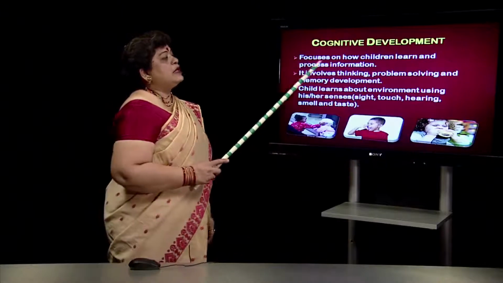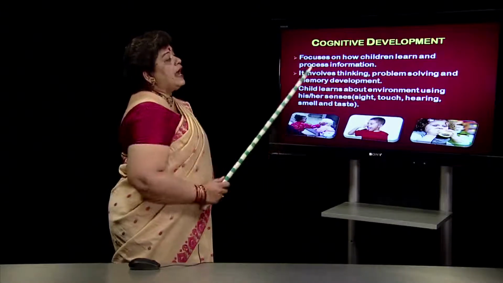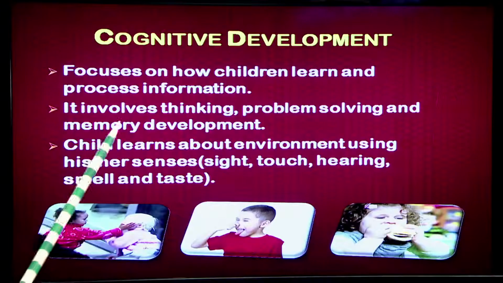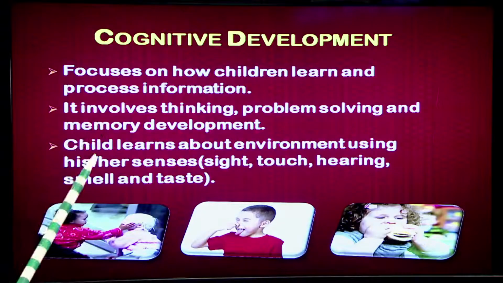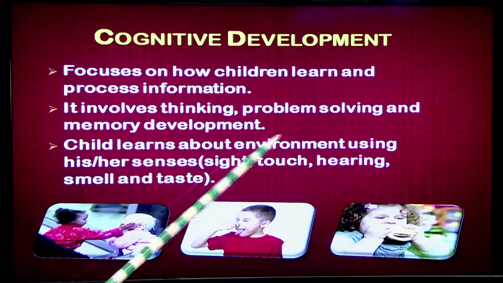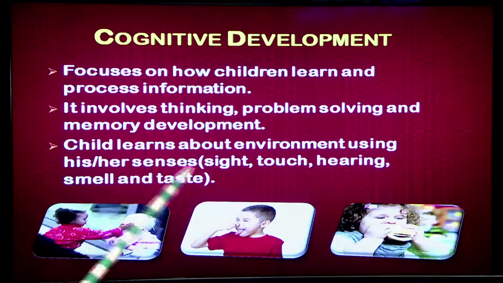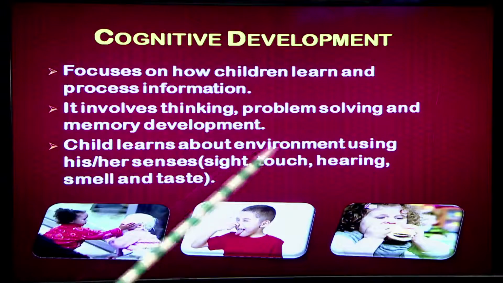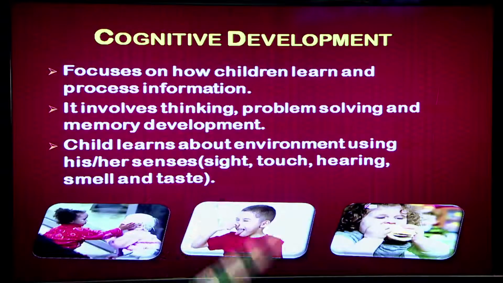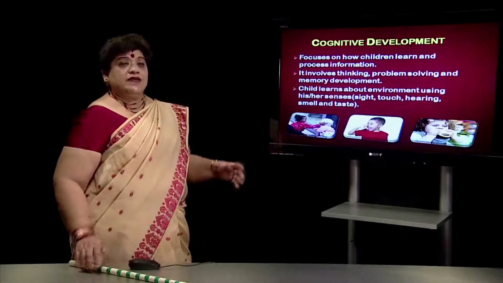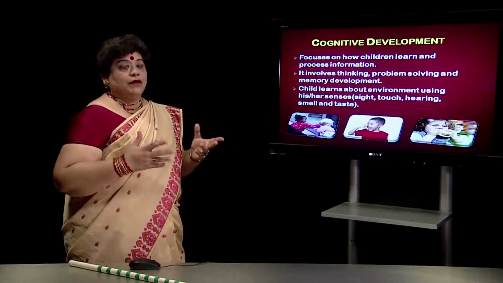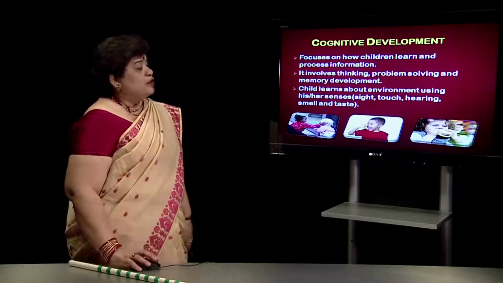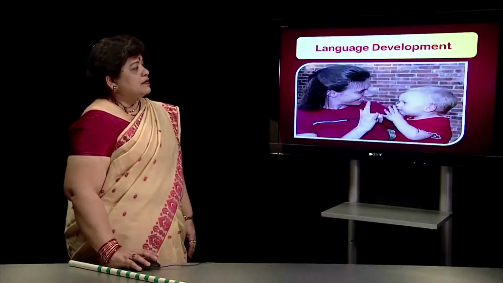Cognitive development focuses on how children learn and process information. It involves thinking, problem solving and memory development. The child learns about environment using his or her senses. The 5 senses that the child uses are sight, touch, hearing, smell and taste. All these senses, when they function together, it allows the child to use his or her brain and find solution to his own problems and situation.